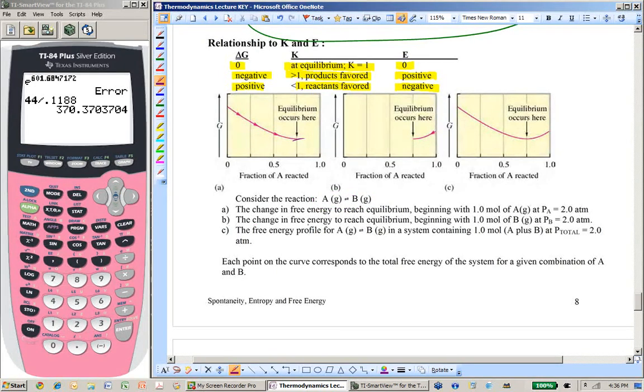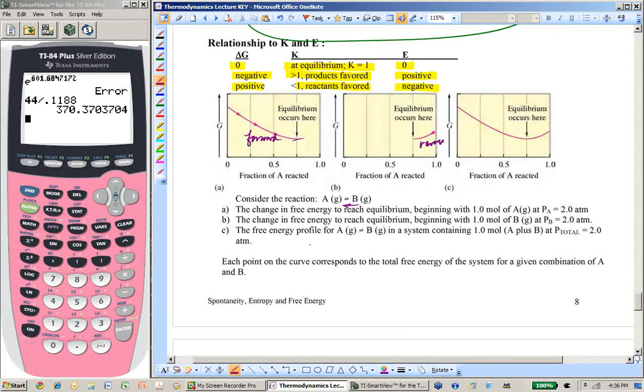So the change in free energy to reach equilibrium beginning with 1 mole of A at a pressure of A equals 2 atmospheres is what this first graph is showing us. Then the change in free energy to reach equilibrium, if I begin with 1 mole of B and go the other direction in this equilibrium, and I go back this way. So this is forward, this is reverse.